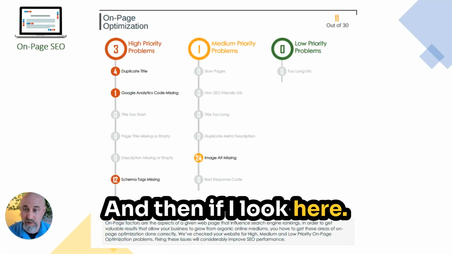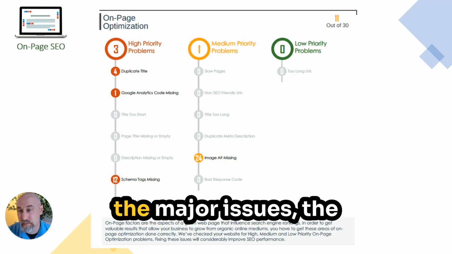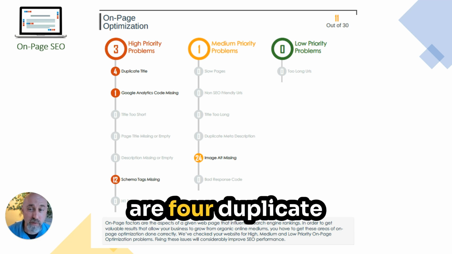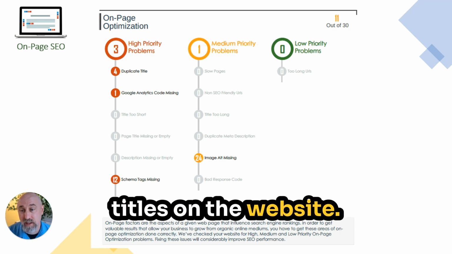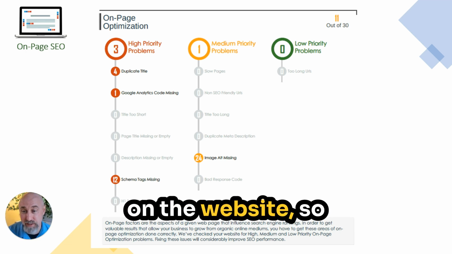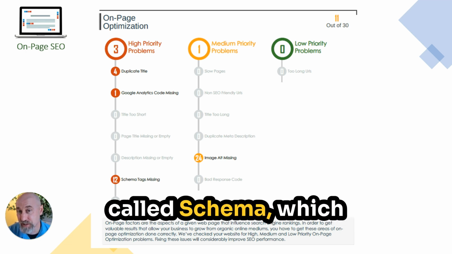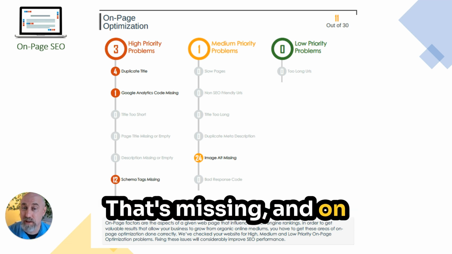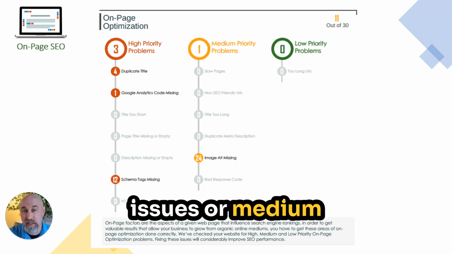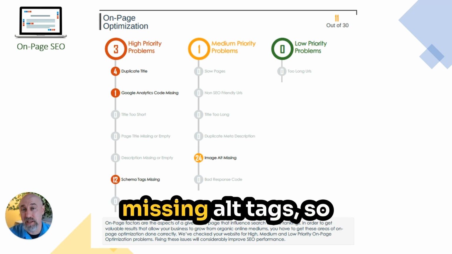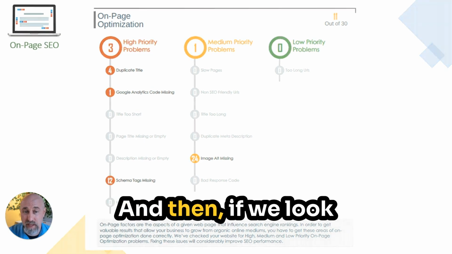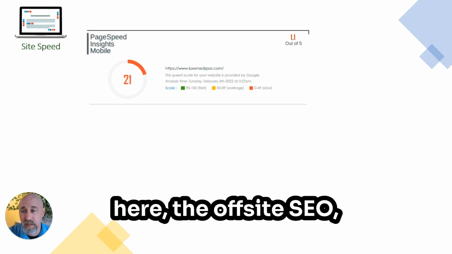And then if I look here, it will tell me what's going on, what the major issues are, the high priority issues. In this case, there are 4 duplicate titles on the website. There's no Google Analytics installed on the website, so that's not good. And there's something called schema, which is telling Google if you're a local business. That's missing. And on the medium priority problems, it's missing alt tags, so descriptions of images that Google looks at.